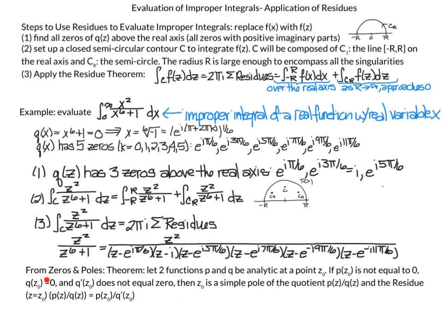But I'm going to use this theorem here from one of those chapters when we talked about how to calculate residues of poles. So this is from zeros and poles. The theorem says let two functions p and q be analytic at a point z naught. If p of z naught is not equal to 0 and q of z naught is equal to 0, but q prime of z naught does not equal 0, then z naught is a simple pole of the quotient p of z over q of z, and the residue at z equals z naught of p of z over q of z is equal to p of z naught divided by q prime of z naught, and that's what we're going to use here.